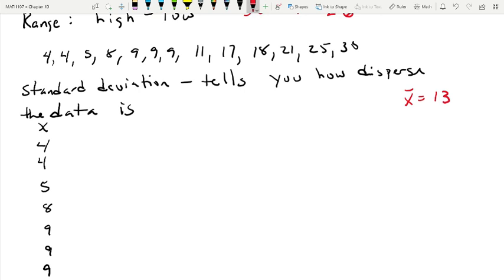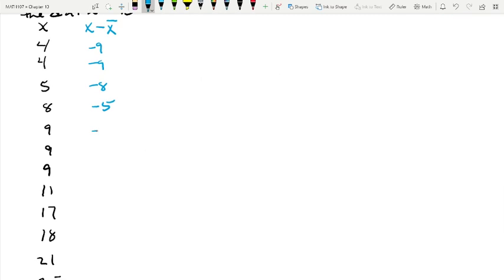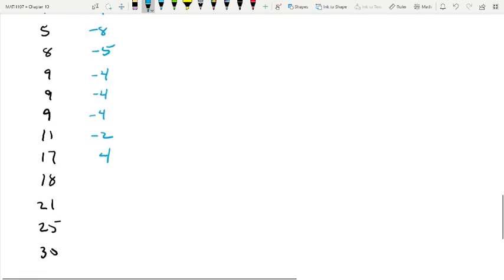So the next thing we're going to find is x minus x bar. Right? So we're going to do a little subtraction. I do that set of numbers and I get minus 9, minus 9, minus 8, minus 5, minus 4, minus 4, minus 4, minus 2, 4, 5, 8, 12, and 17. So that's that set, all right?